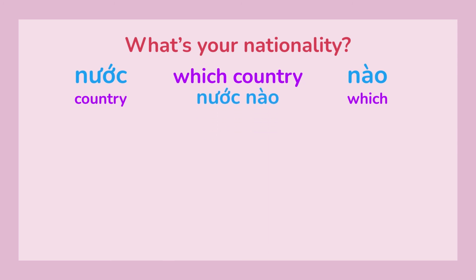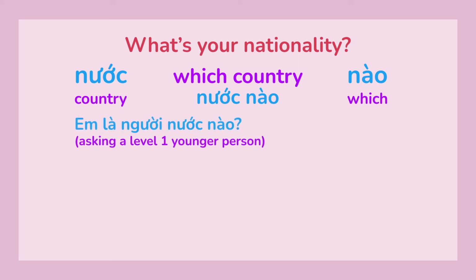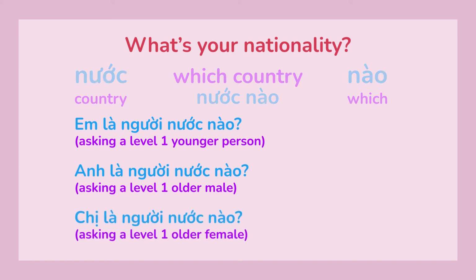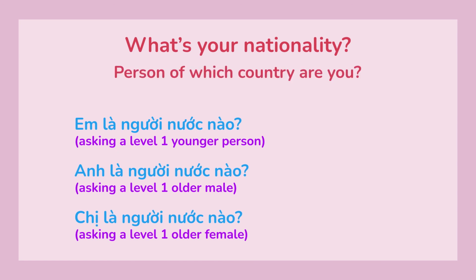Now, go from the affirmative sentence. Replace the X factor with the appropriate question word, which is nước nào in this case. So, to say what is your nationality, you should say em là người nước nào. Anh là người nước nào. Chị là người nước nào. Literally, person of what country are you?